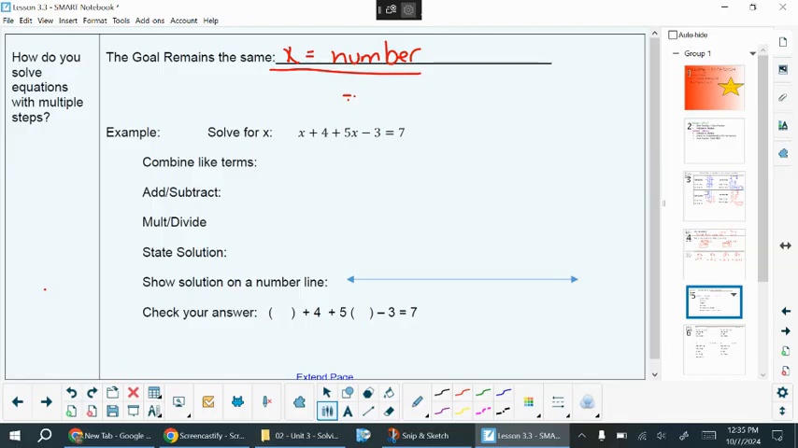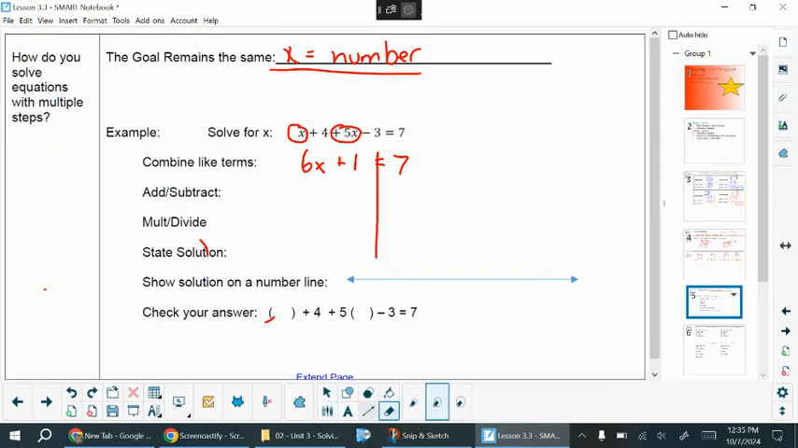But to do that, we're going to have to simplify first because if you can look here, our equation is not in standard form. There's actually an x in 2 different places. That's going to make it difficult to solve. So we'll start by just combining our like terms. I've got an x plus a 5x. That makes 6x. I've got a positive 4 and a negative 3, which makes a positive 1. And we didn't do anything to the other side of the equation, so it still equals 7.